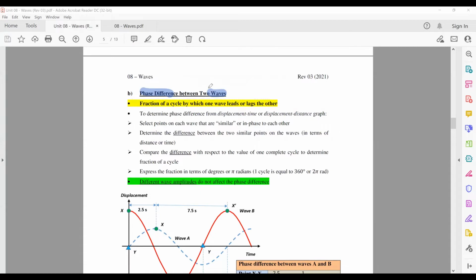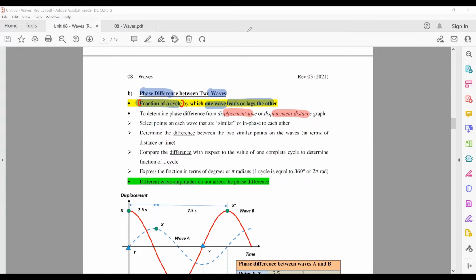Now, phase difference between two waves shares a similar meaning with phase difference between 2 points on a wave. We will say that phase difference between two waves is just a fraction of a cycle by which one wave leads or lags the other. It is still talking about how different the two waves are in terms of fraction of a cycle. So again, you can either determine them from a displacement time or displacement distance graph, but there is some slight difference here right now, and you want to find out the phase difference.